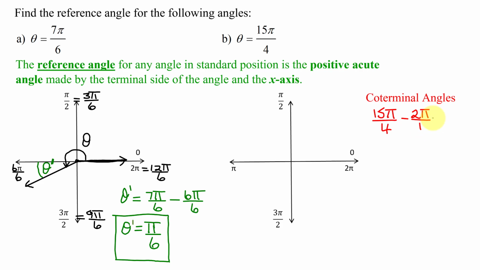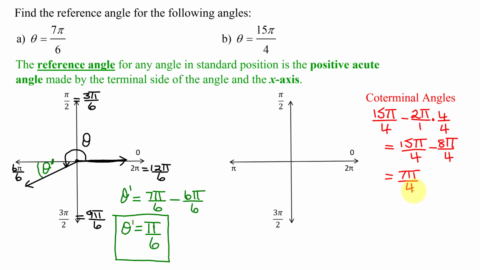Since I have fractions, I need a common denominator. I need a 4 in my denominator, so I need to multiply by 4 over 4. So I'm going to get 15 pi divided by 4 minus 4 times 2, which is 8 pi over 4. And 15 minus 8 is going to give me 7 pi over 4. Now 7 divided by 4 is 1.75, so this is less than 1 revolution.